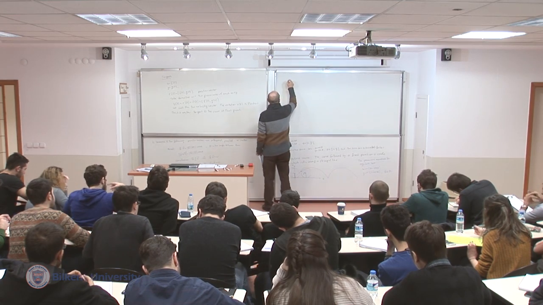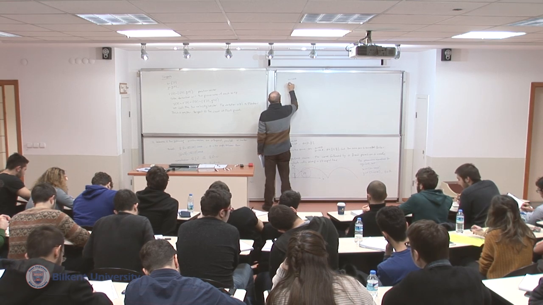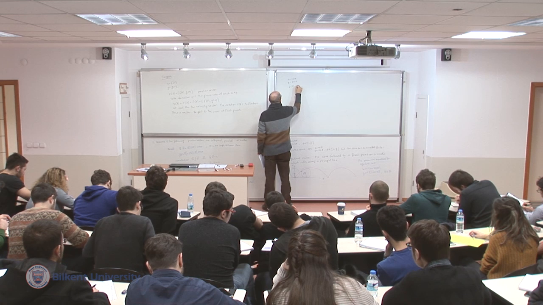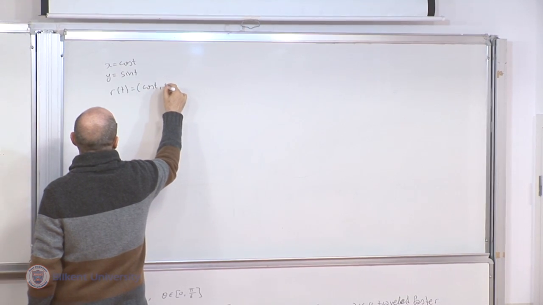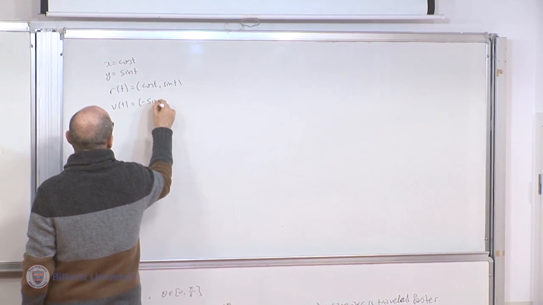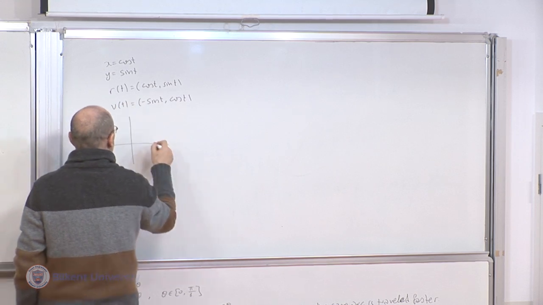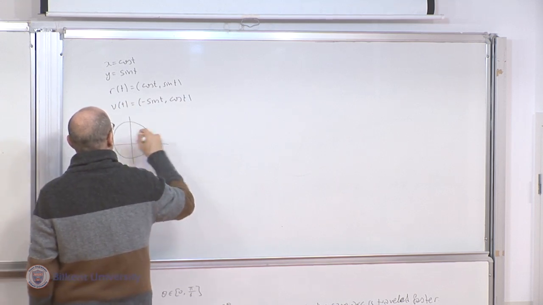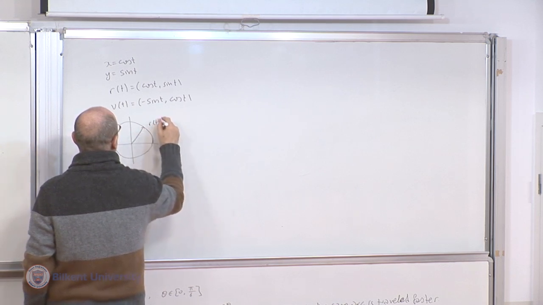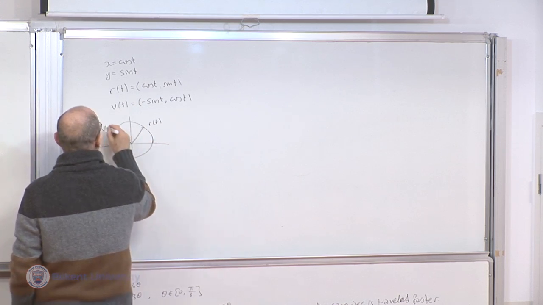So, for example, if x equals cosine t, y equals sine t, then we have r of t equals cos t, sine t, and v of t is minus sine t, cosine t. So the picture is something like this. This is our curve. This vector is r of t, and this vector is v of t.